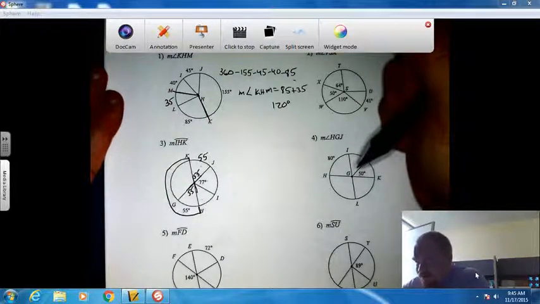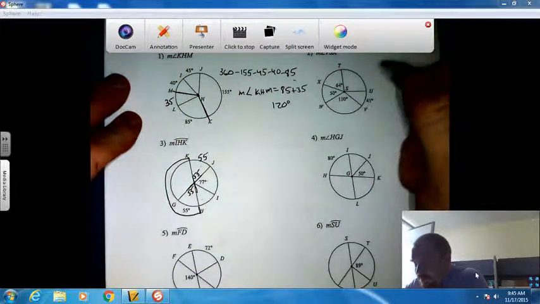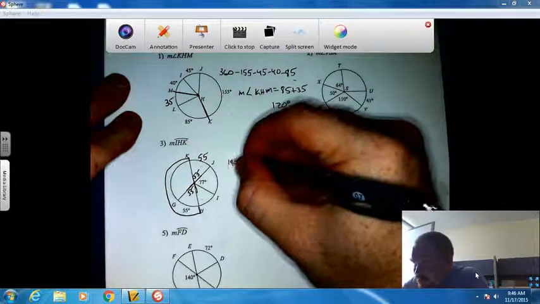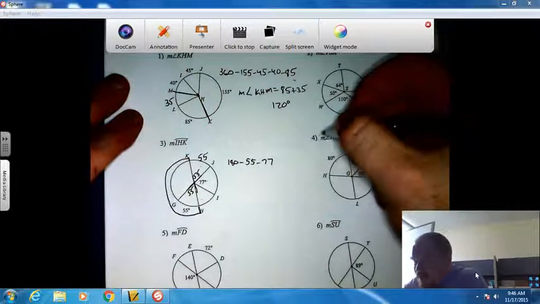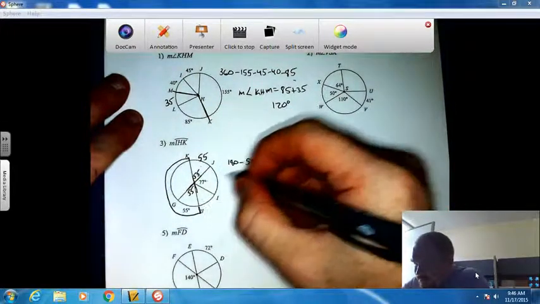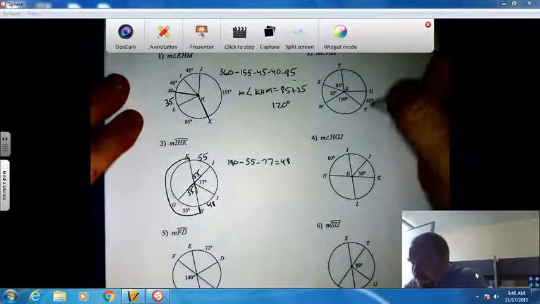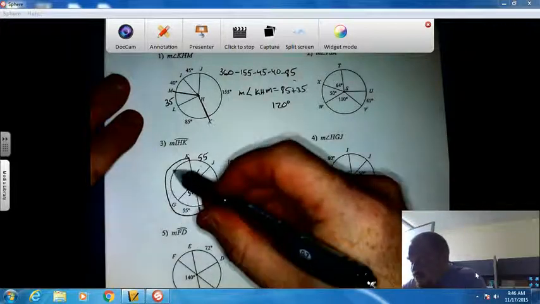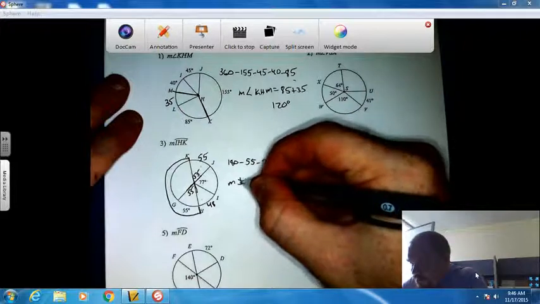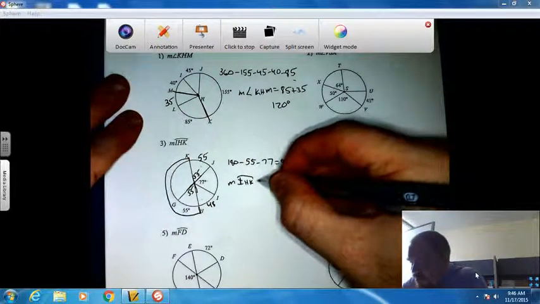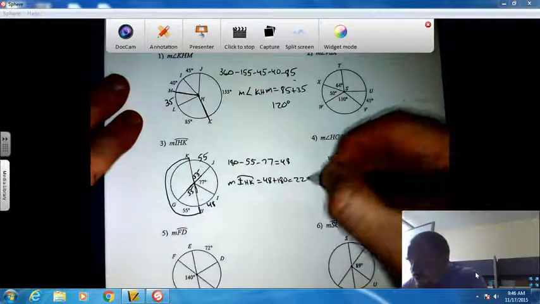So 55 plus 77, okay, let's see, 180 minus 55 minus 77 is 48 degrees. So that's 48. So from I all the way around to K is 48 plus 180, or 228 degrees.